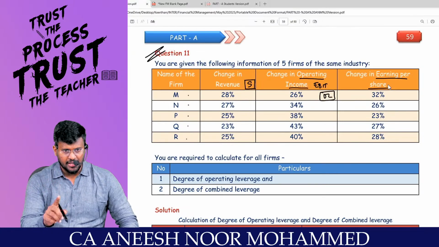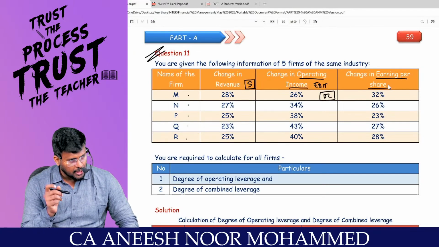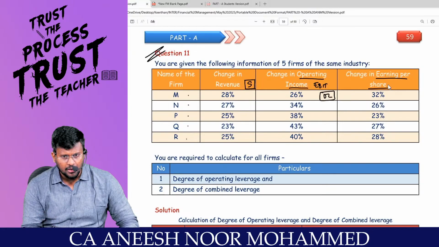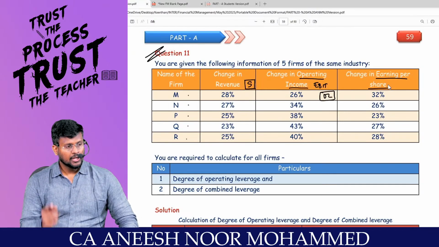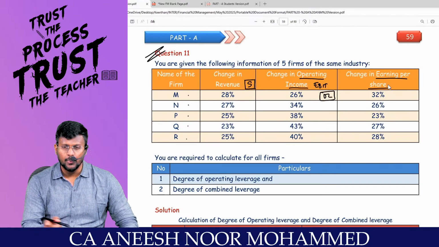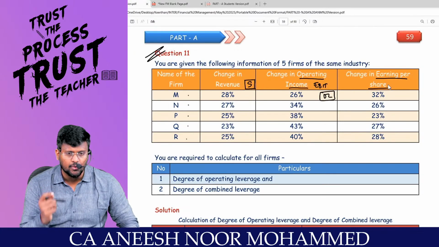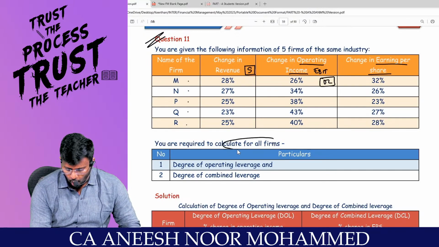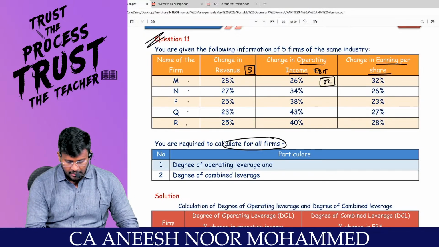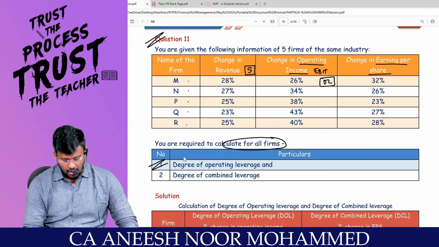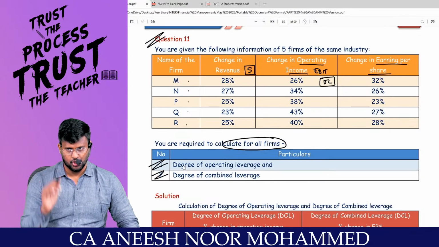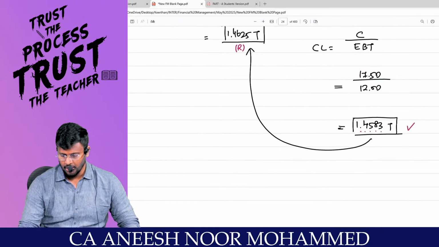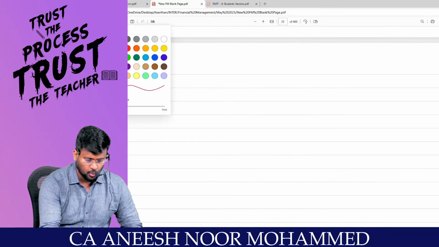Now change in EPS they have given. Change in EPS divided by change in EBIT will give you financial leverage. Change in EPS divided by change in sales will give you combined leverage. What they want? You are required to calculate for all the firms the degree of operating leverage and degree of combined leverage. Just listen, very easy part only.